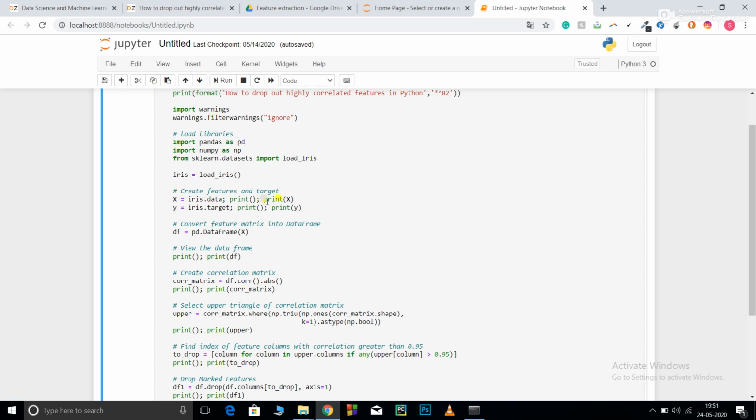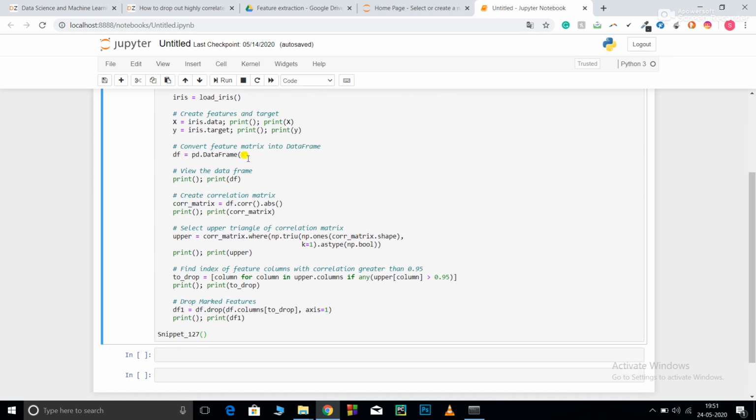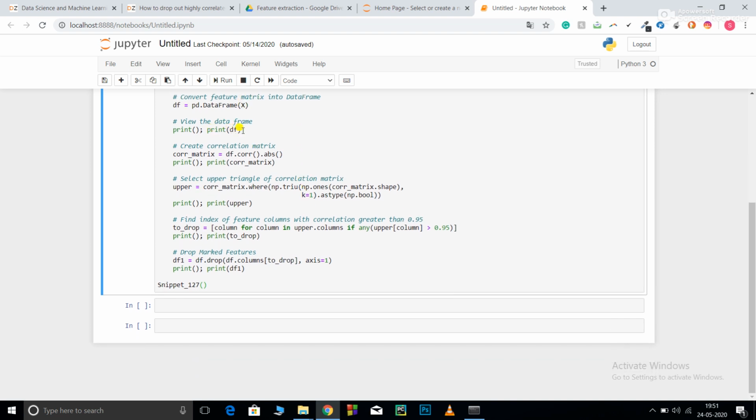Now iris.data, print x and print y. So this is going to print the feature matrix and the target matrix for me. Now I'm converting the feature matrix into a data frame by using the pandas DataFrame function. So you need to write pd.DataFrame and pass the parameter x, that is the feature matrix. After that I'm printing df. Now let me do head. Okay, so head gives me just the first five rows of my data frame.